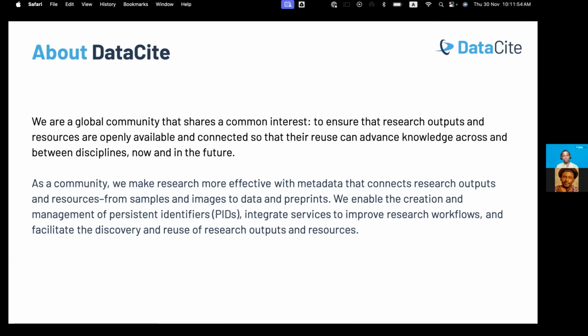research outputs, now I'm not just talking about maybe journal articles or preprints or data sets. I'm talking about research outputs. So just imagine what could be the output of a research work. Whether you are a student, having a project, dissertation, thesis, the output of your research before you graduate, we are looking at how we can make these resources openly available and connected so that their reuse can advance knowledge across and between disciplines now and in the future.